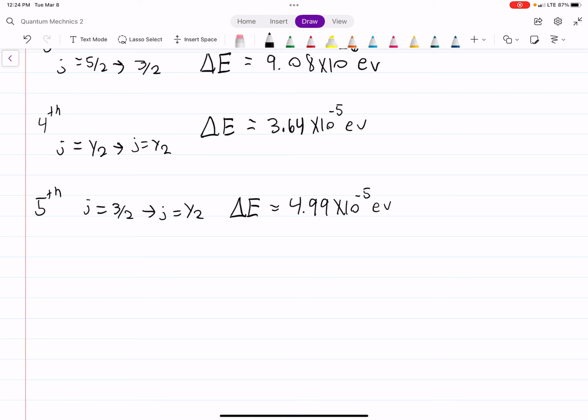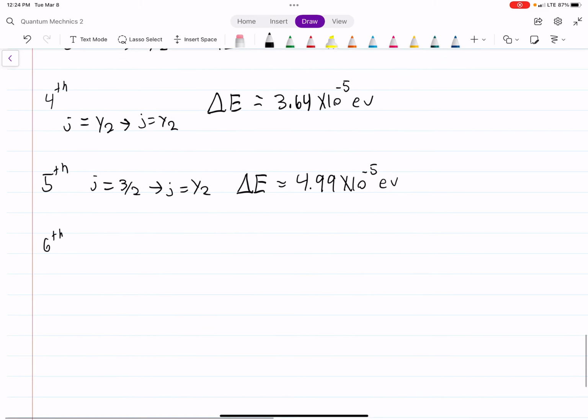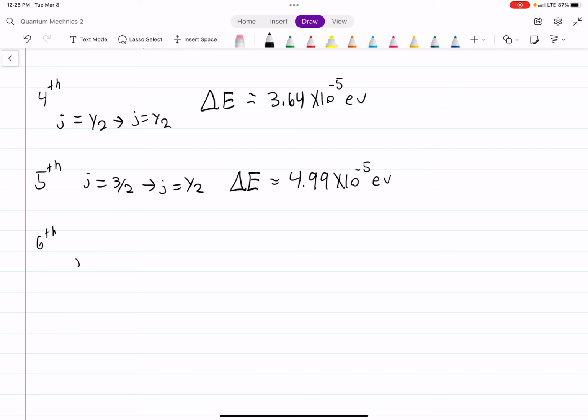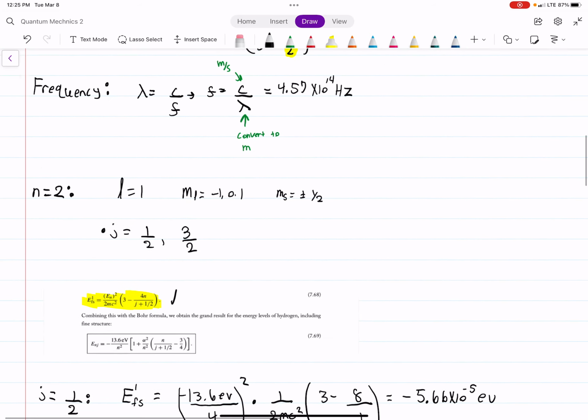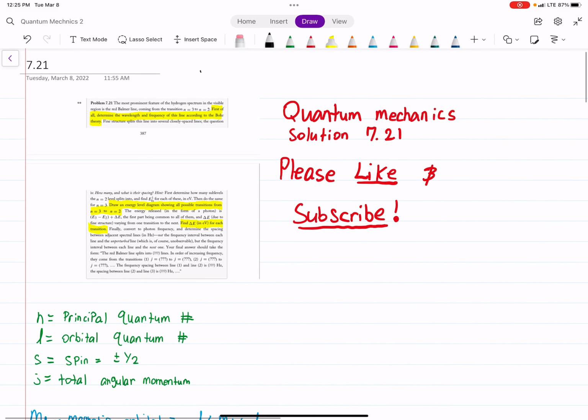And then for the last one, so this is for the sixth energy state, J equals 5/2 to J equals 1/2. And delta E is 5.43 times 10 to the negative 5 electron volts. Okay. So that is the delta E. And it says finally convert to photon frequency and determine the spaces.